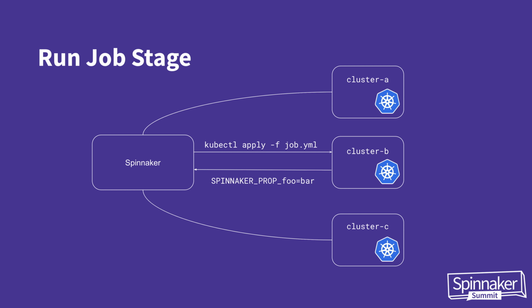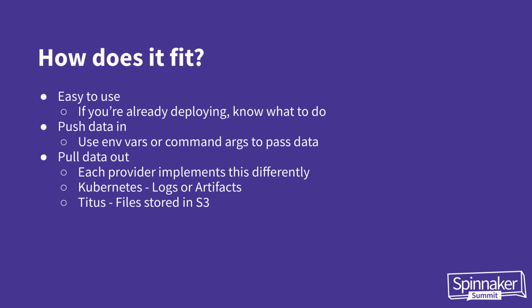One of the benefits of this type of model is that the jobs run directly alongside your applications. In my demo, you'll see me run a set of integration tests directly beside the application that I've just deployed. That keeps you from having to put your applications on the public internet, or expose them when you don't want to. Again, how does it fit? How are we tying all this together? It's easy to use, right? If you're already deploying to Kubernetes, you probably already know how to write a job. If you're already using containers, you probably already understand this concept. Again, push data in via environment variables and command line arguments, and pull data out.